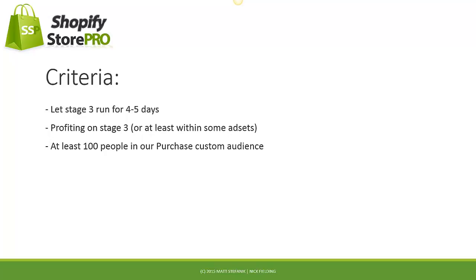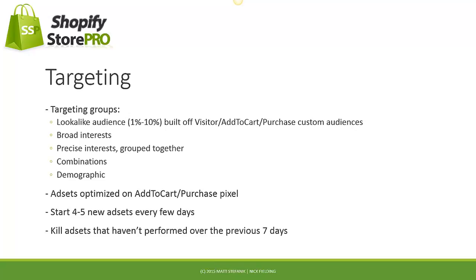So with that in mind, we're profiting on stage 3, at least from some of the ad sets, and ideally I would like to see 100 people in my purchase custom audience at this stage. Again, it's not critical before we start going into the evergreen stage, but it is useful, because the benefit of 100 people in the purchase custom audience is that we can build a lookalike audience from it. With those criteria met, we go into how we're targeting for long-term sales.